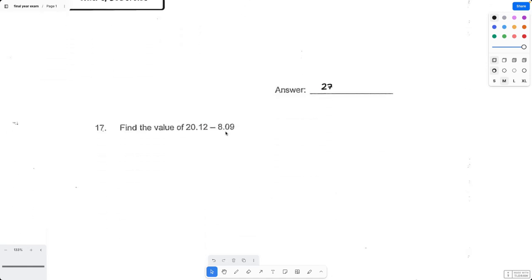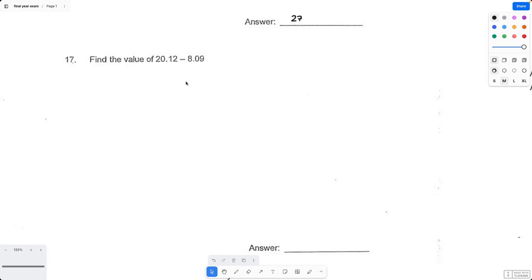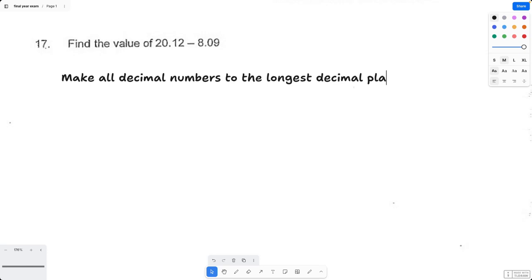All right, let's move on to the next question. Question 17 says, find the value of 20.12 minus 8.09. So most of the time, number one for decimals, place all decimal numbers to the longest decimal place. In this case, the longest decimal place is two decimal places, and luckily both of them are in two decimal places.